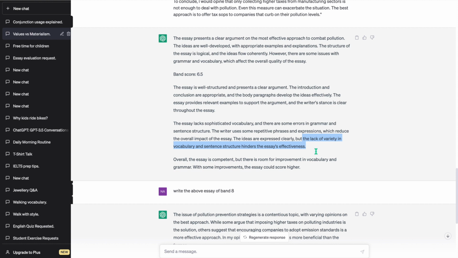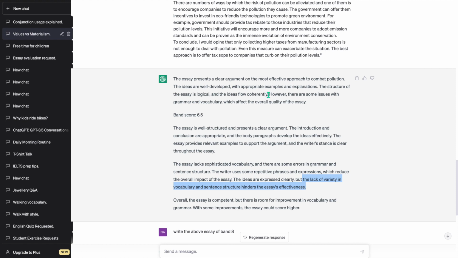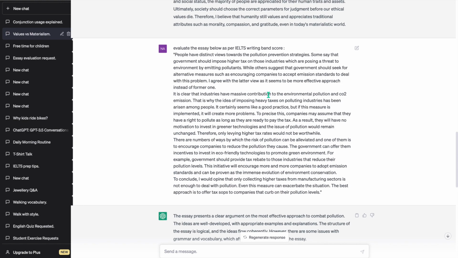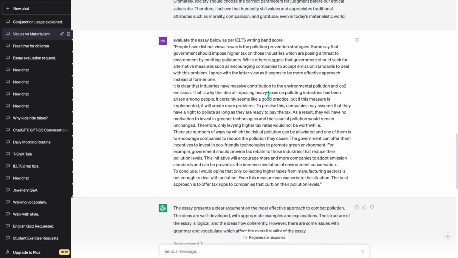So you can easily get the ideas where you are lacking. Okay, overall the essay is competent, but there is room for improvement in vocabulary and grammar. With some improvements, the essay could score higher. Got it?